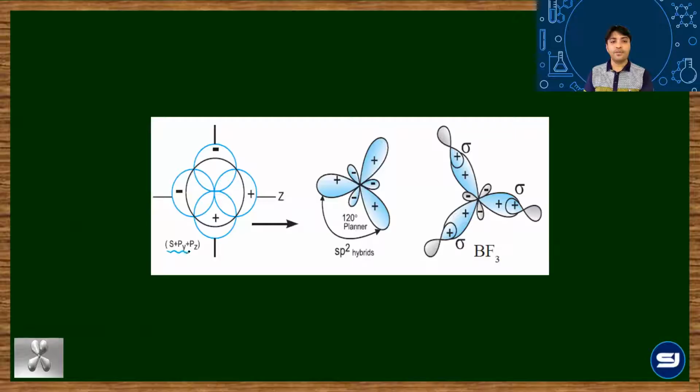This is s plus py and pz. Okay, by convention we can write px, py, but we can take any of the p orbitals. Then sp2 hybrids are 120 degree planar, and these are the fluorine orbitals which are overlapping along the axis to form the BF sigma bonds.